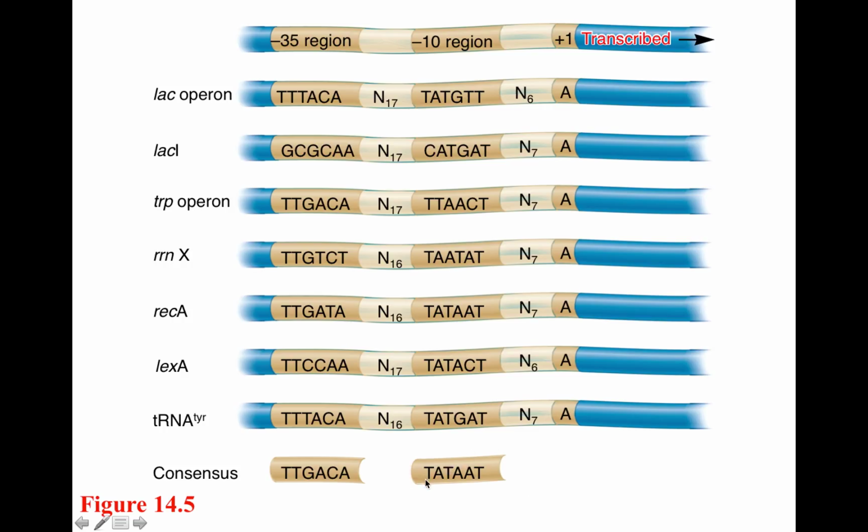Typically, the most common nucleotides we find in each of these positions in the -10 region is T-A-T-A-A-T. And you can look up here and see if you find any that are exactly like it or how often those nucleotides differ. Here's one that's exactly like it, the rec-A gene. And the rest of these vary in different amounts from this consensus sequence. Similar story for the -35 region up here.